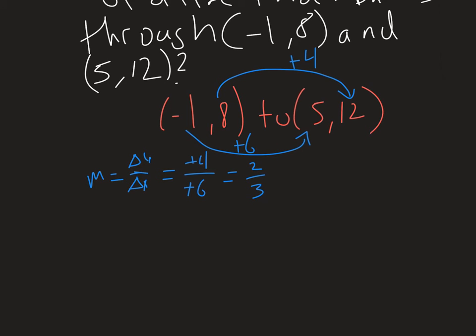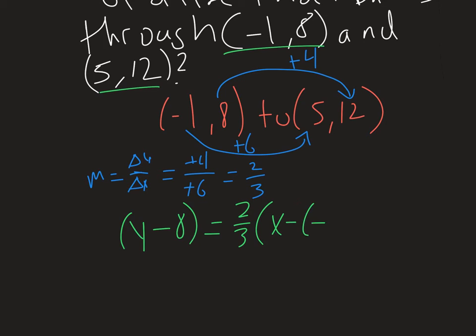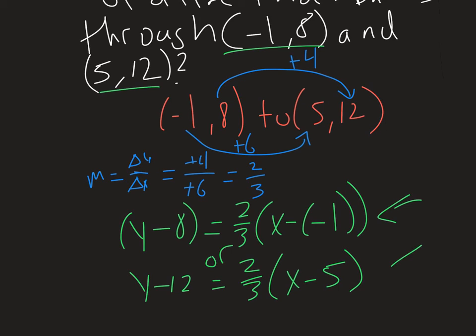So what we can do now is choose which point we want to use. It doesn't really matter which. We can say, okay, let's let x1 be negative 1 and y1 be 8. So then we could say y minus y1, which is 8, equals 2/3 times x minus x1, which is negative 1. Or we could use the other point, since we're given 2. It doesn't matter which. They both work out to be the same. If we were to reduce them, they would be equivalent. So we could say y minus 12 is equal to 2/3 times x minus 5. Either one of these is totally fine.